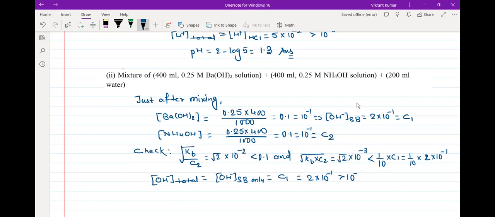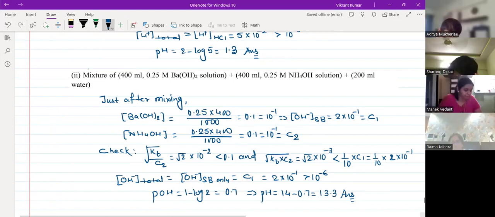Obviously, this is greater than 10 raised to minus 6. So from here pOH will become 1 minus log 2, which is 0.7. That is pOH. So pH will be 14 minus 0.7, and that becomes 13.3. This is going to be the answer. Is it okay? Any doubt?